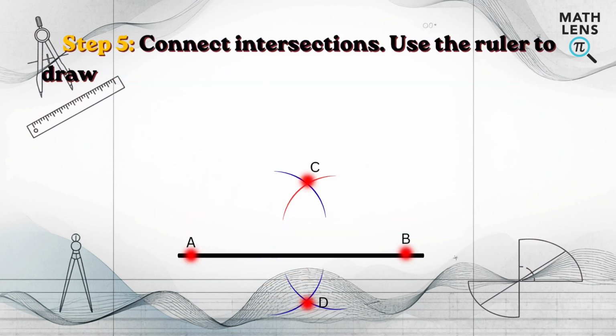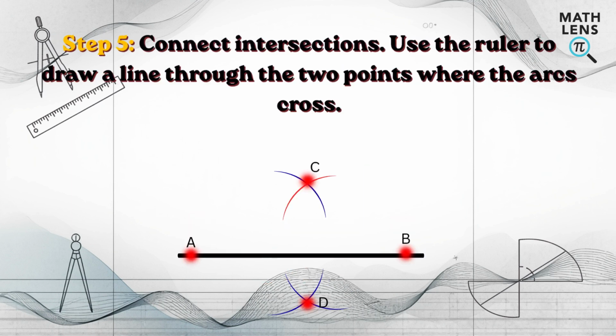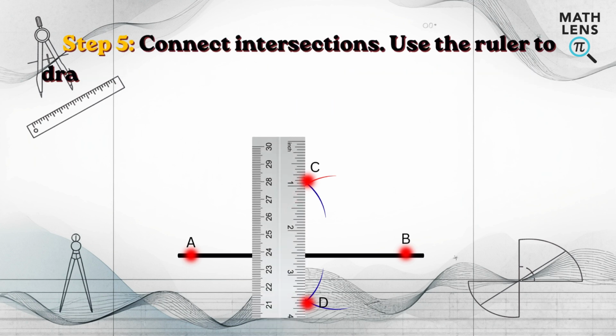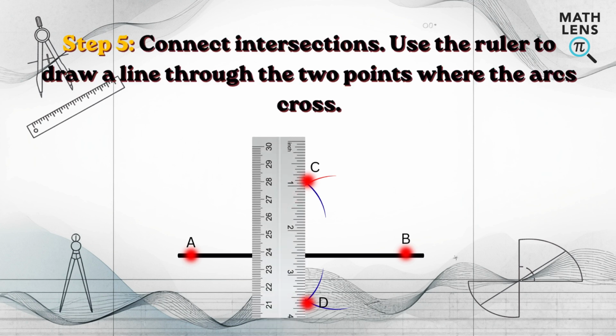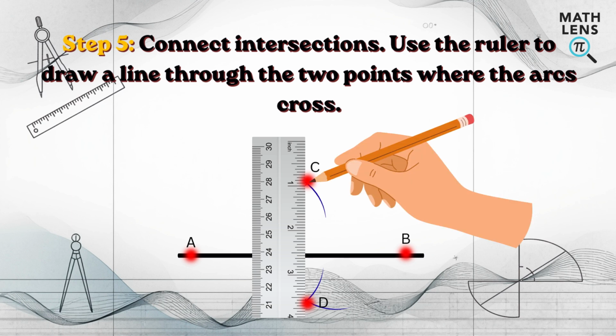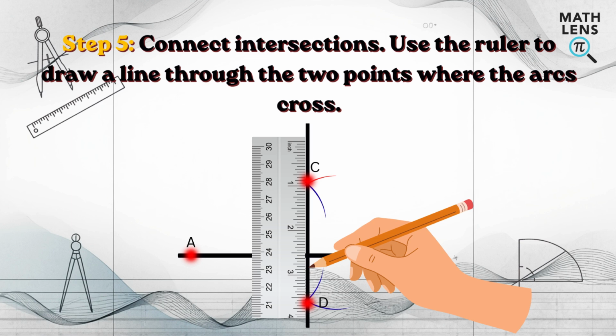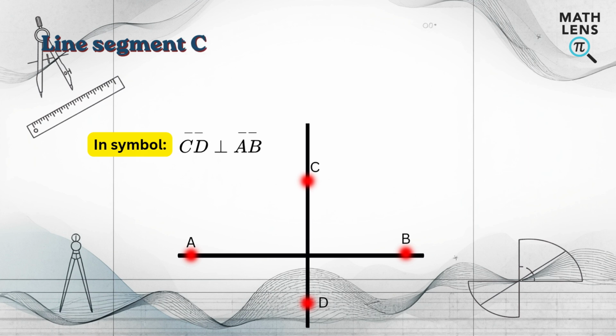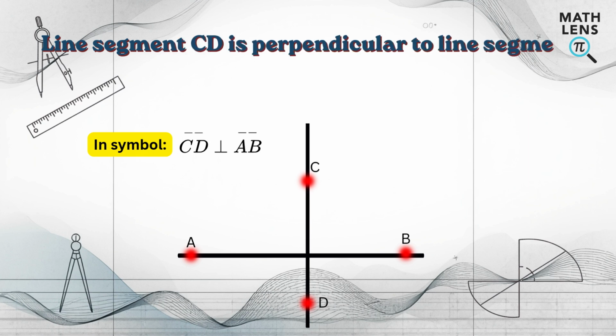Step 5. Begin by placing your ruler along the 2 points where the arcs intersect. These are the points you've marked as C and D. Once your ruler is properly positioned, draw a straight line connecting these 2 intersections. This line will serve as the foundation for the next part of our construction. Take a moment to observe the diagram. Notice how line segment CD meets line segment AB exactly at a right angle. This intersection is crucial because it ensures that the 2 segments are perfectly perpendicular.